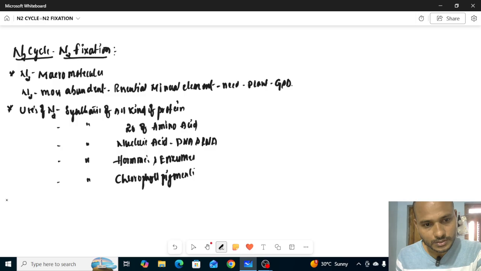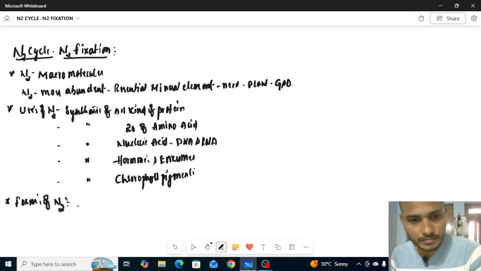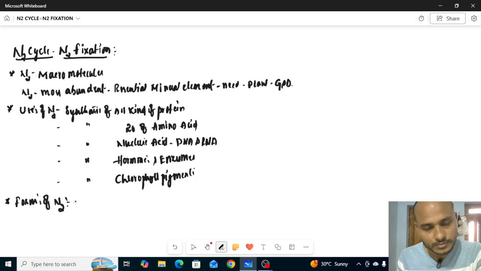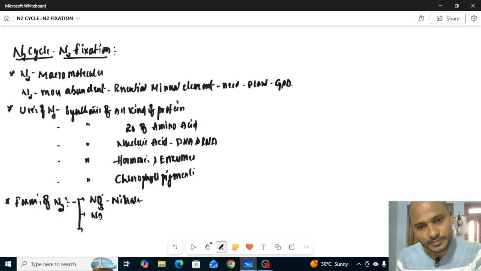Forms of nitrogen availability to the plant. Generally nitrogen is available in three forms to the plant. One is the NO3 minus nitrate form. Plants mostly take up the nitrate form, and one more form is the NO2 minus nitrite form.